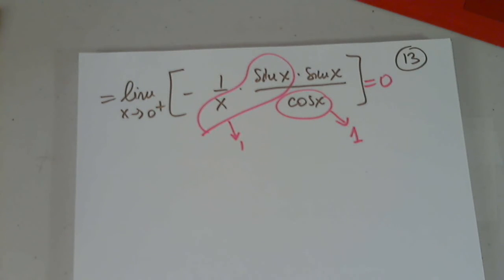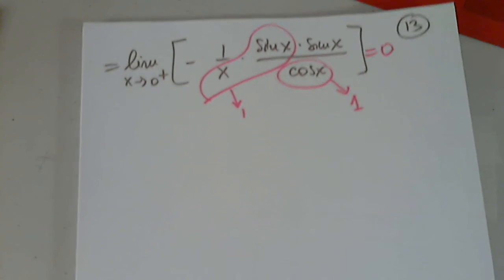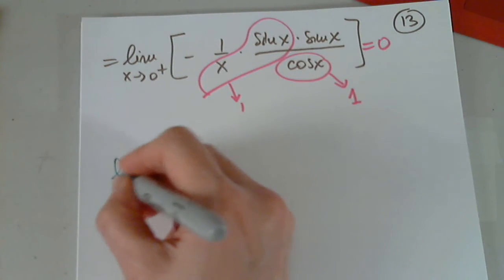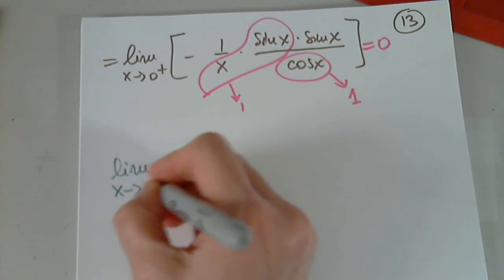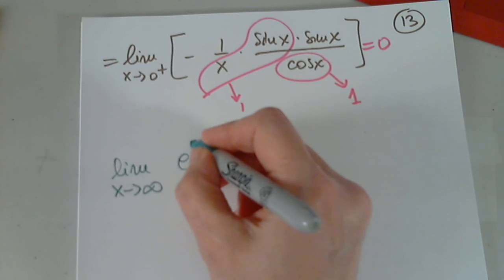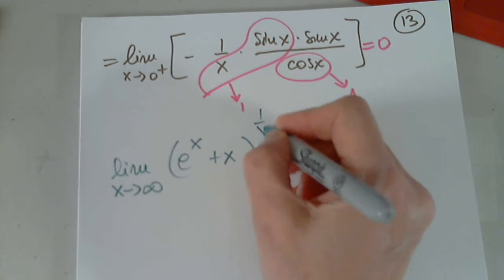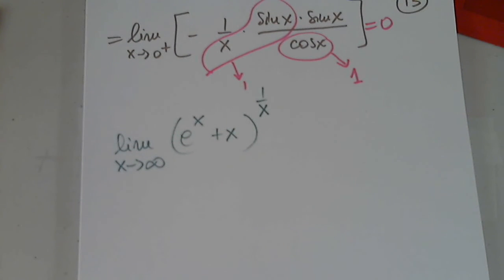The most involving ones are something like this. Let's say limit as x approaches infinity of e to the x plus x, raised to 1 over x. So the power ones.